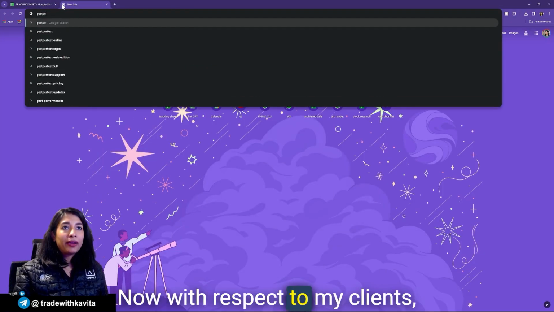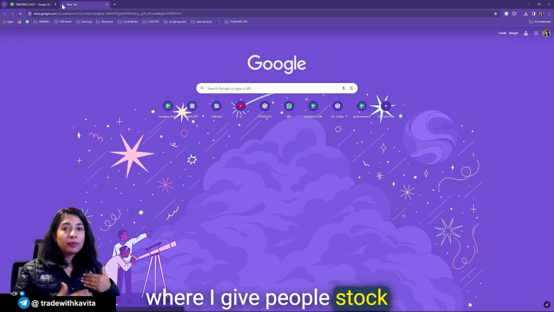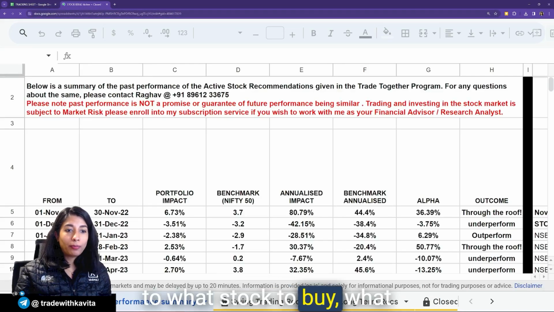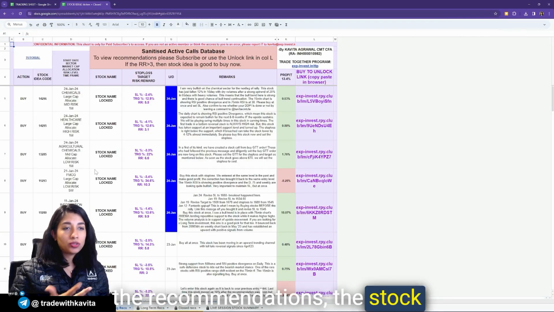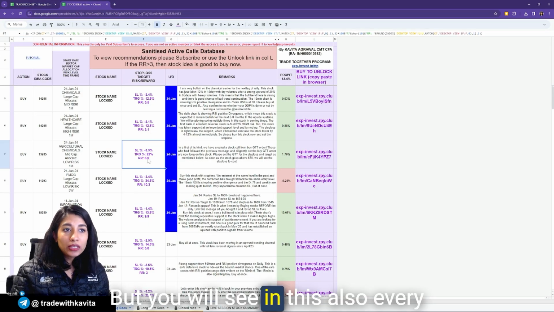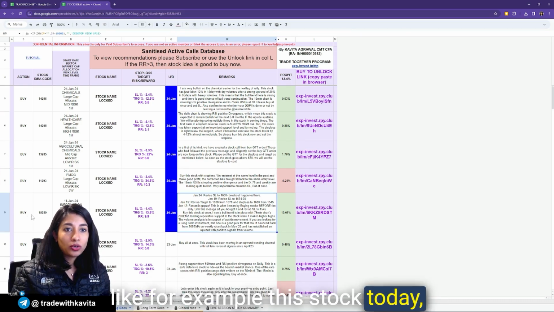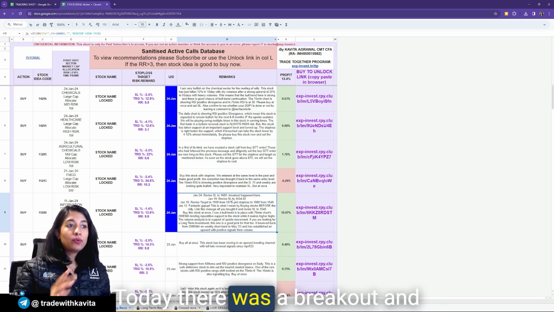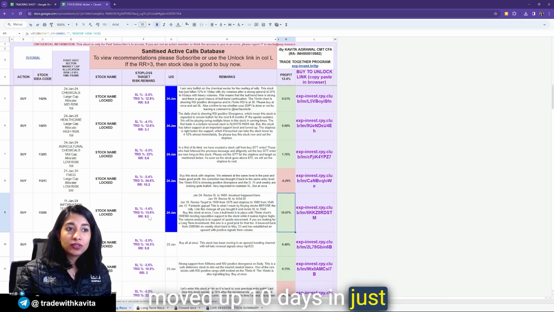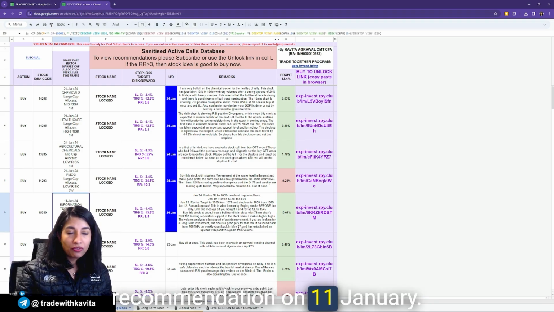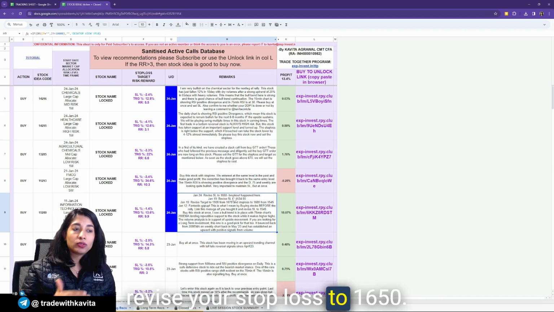With respect to my clients, I have a paid recommendation service where I give people stock recommendations on what stock to buy and what stock to sell. For example, these are the recommendations. The stock names are obviously hidden here, but you will see that every time there is a stop loss update, like for example this stock today, stock code 15280. Today there was a breakout and the stop loss became really big. This stock has already moved up 10% in just 13 days since I gave the recommendation on 11 January. Today I gave a stop loss revision to my members to please revise your stop loss to 1650.